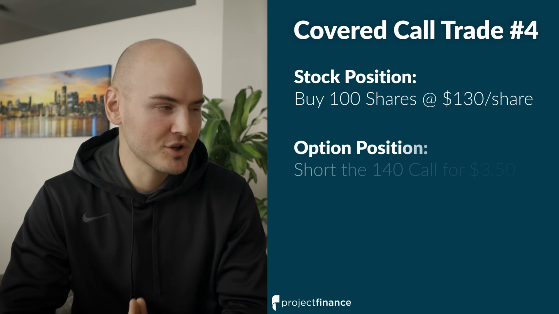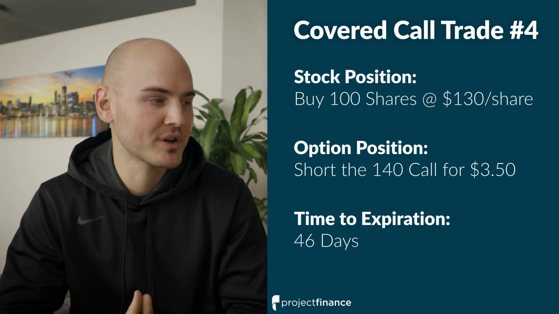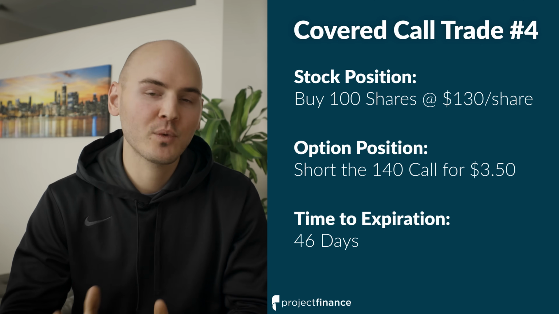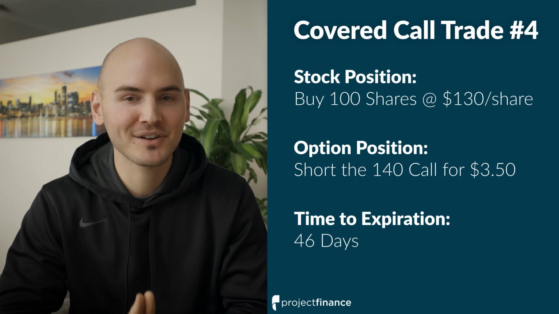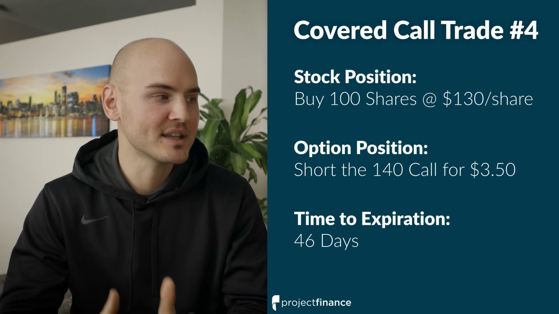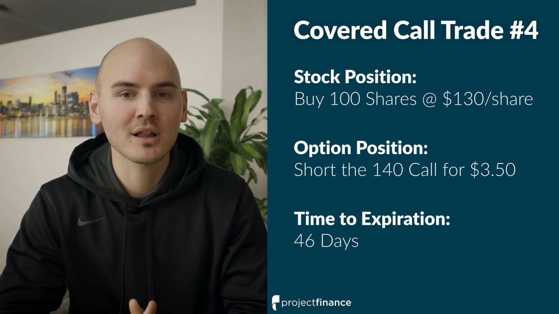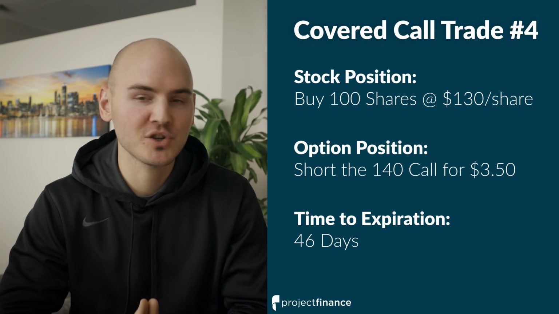In example number 4, we are going to look at a stock price that increases quickly, but then actually comes back down. So in this trade, we're buying 100 shares of stock at around $130 per share, and we are shorting the 140 strike call option for $3.50. Now, in this particular situation, the call option has 46 days to expiration.